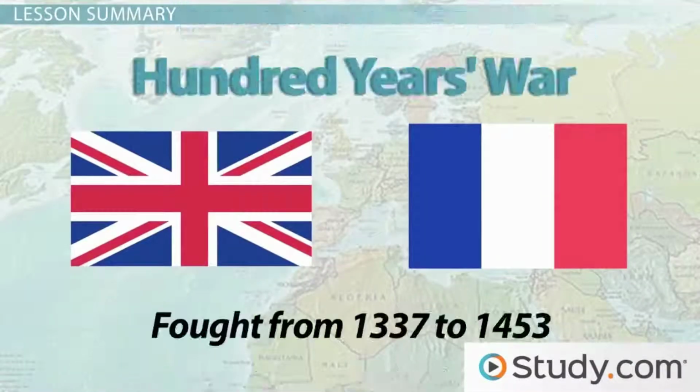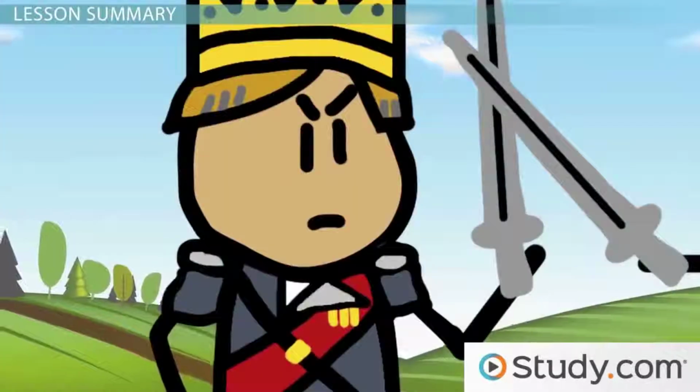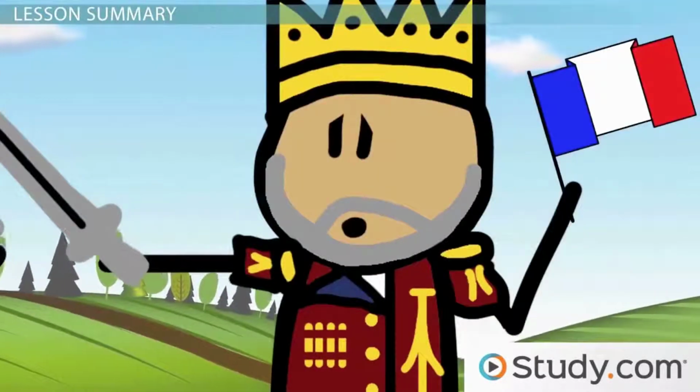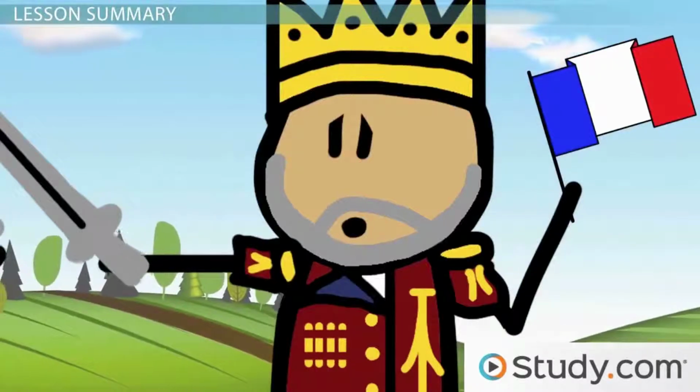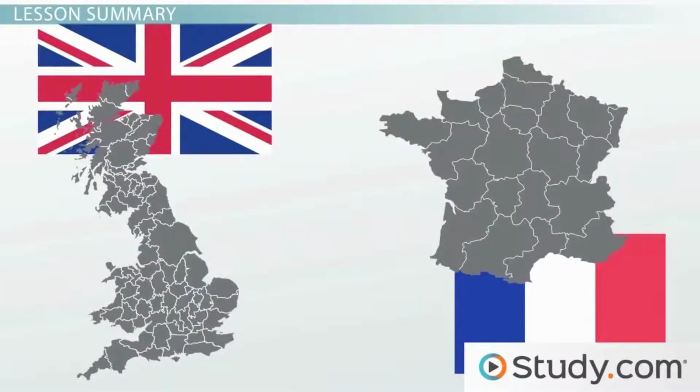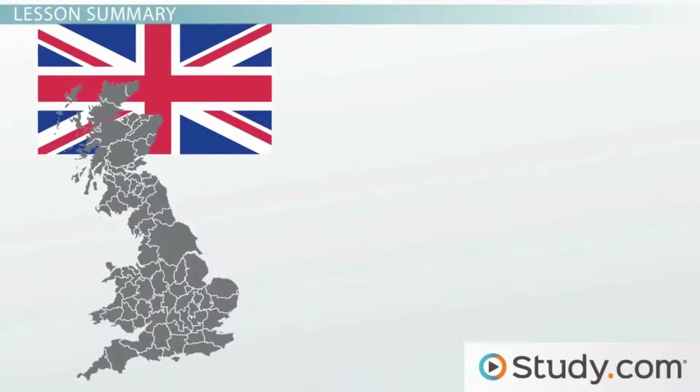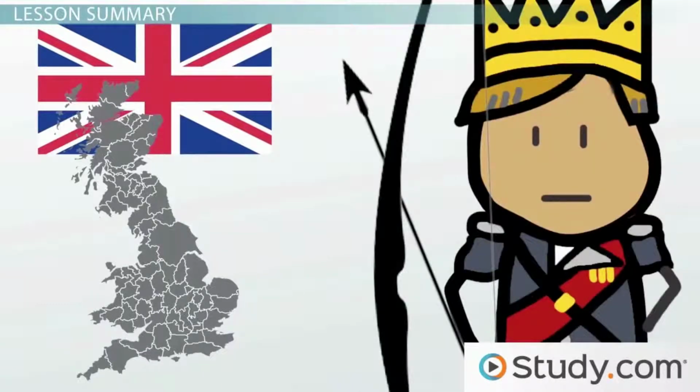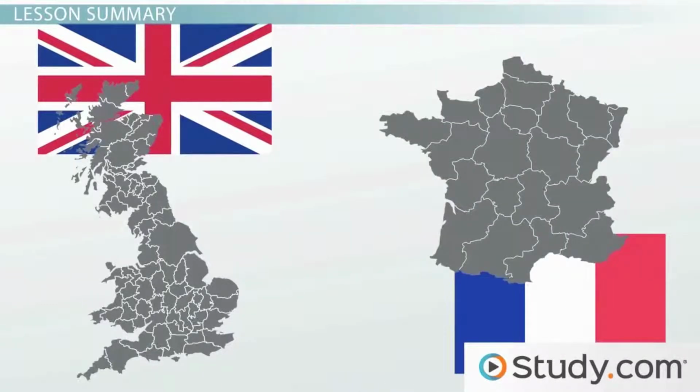The Hundred Years' War was fought from 1337 to 1453 between England and France. The major points of conflict for the two countries were the English claim to the French throne and England's land holdings in France. England won most major battles, aided by longbowmen, but France ultimately defeated England and kept control over all of its land, save for a small territory.